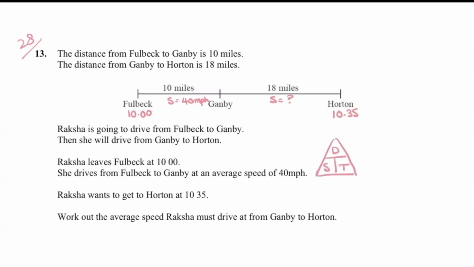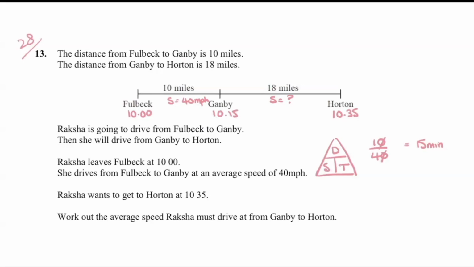I've got distance and speed. So I'm going to be doing 10 divided by 40. If I cancel that down, I can see that's a quarter. And a quarter of an hour is 15 minutes. So this section of the journey has just taken 15 minutes, which means my time is now 10:15. So let's get that marked on.